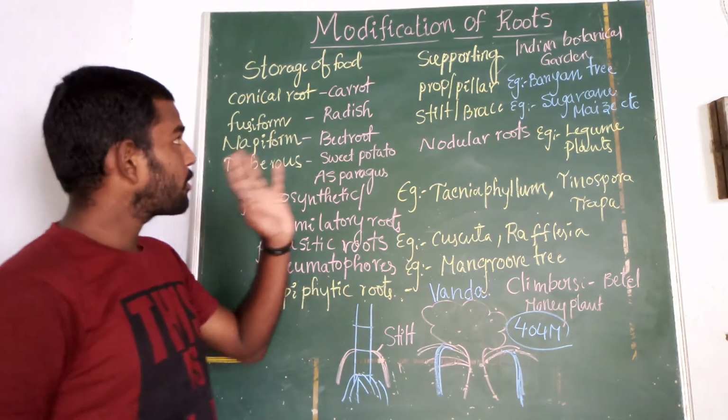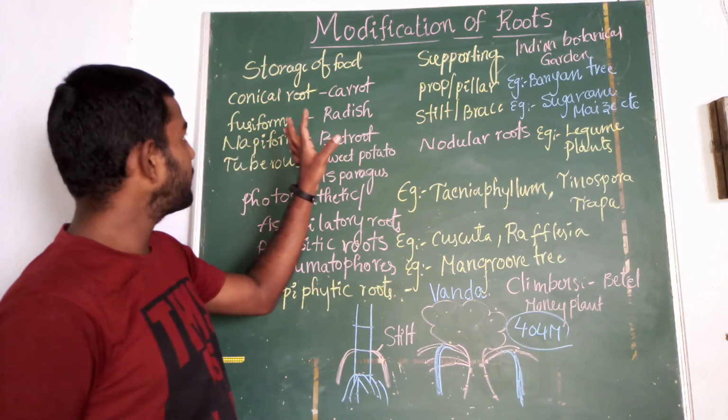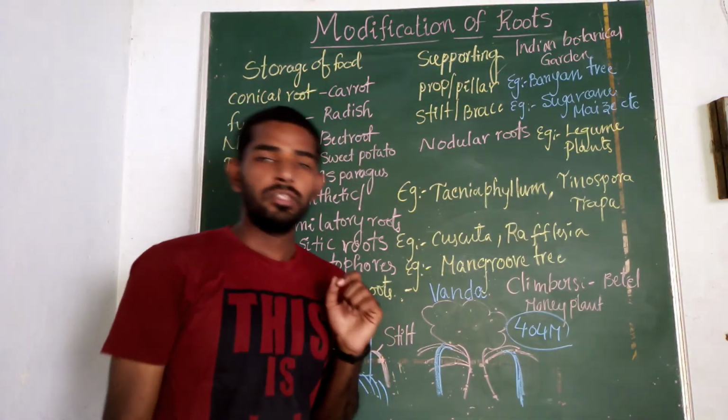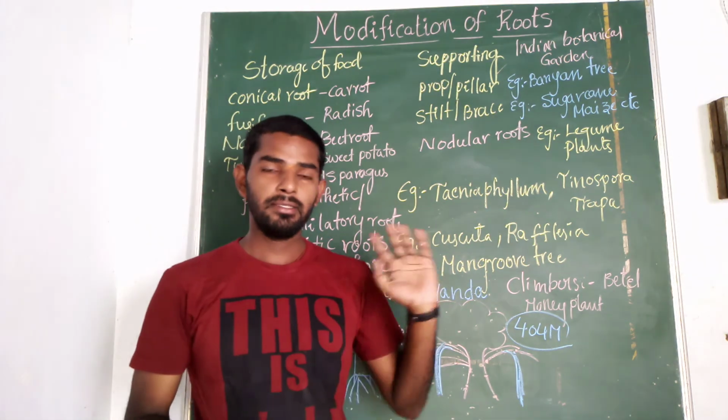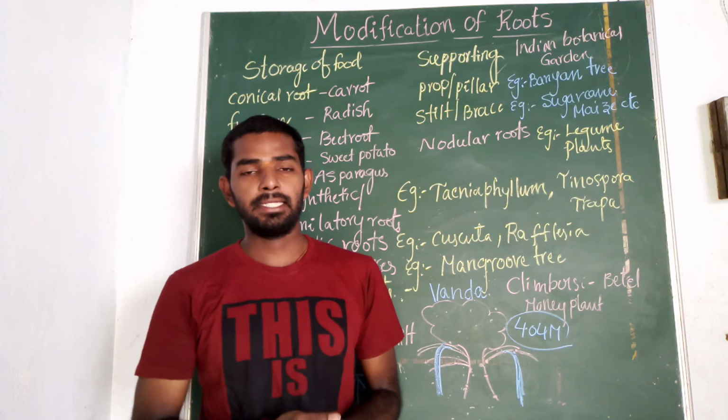So this is about the modifications of the roots along with the examples and classifications. This is useful for intermediate first year BiPC students. This is the 5th chapter, a continuation of morphology of flowering plants. This is part 2.